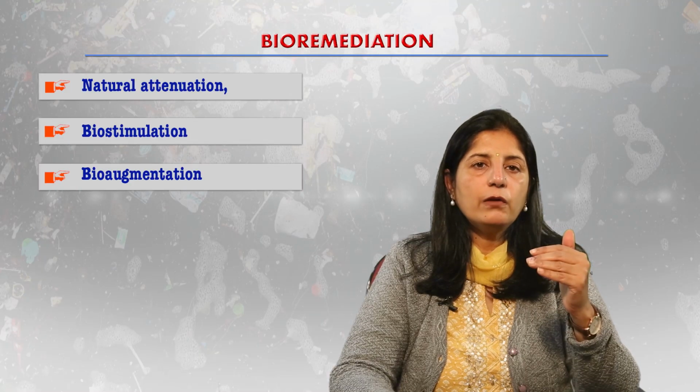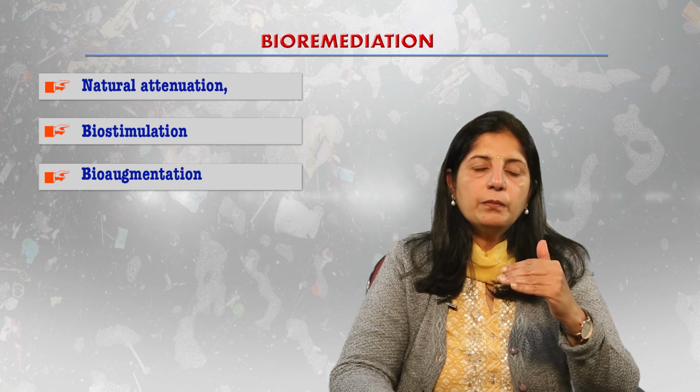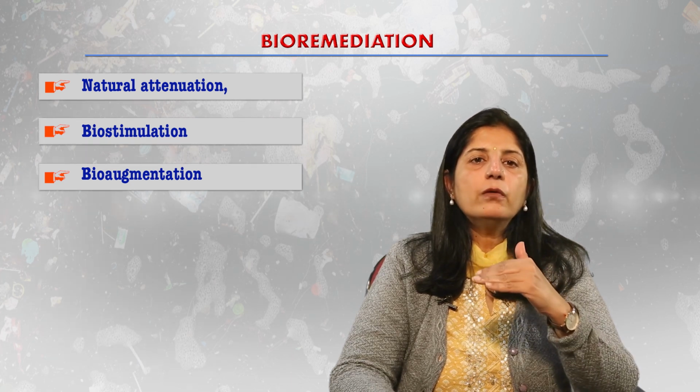Now, we have already seen that microorganisms play a very important role in degradation of these persistent chemicals in the environment. The process in which these microbes are employed to facilitate the removal of environmental pollutants or contaminants is known as bioremediation. And bioremediation of chemical compounds involves 3 steps: one is natural attenuation, second is biostimulation, and third is bioaugmentation.